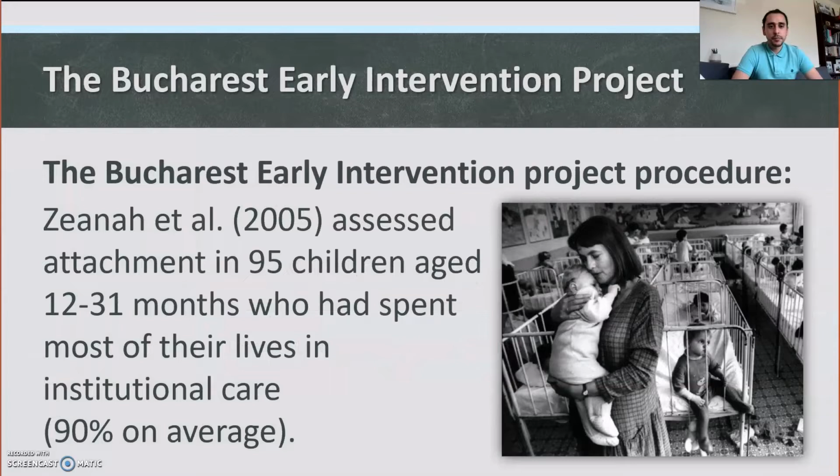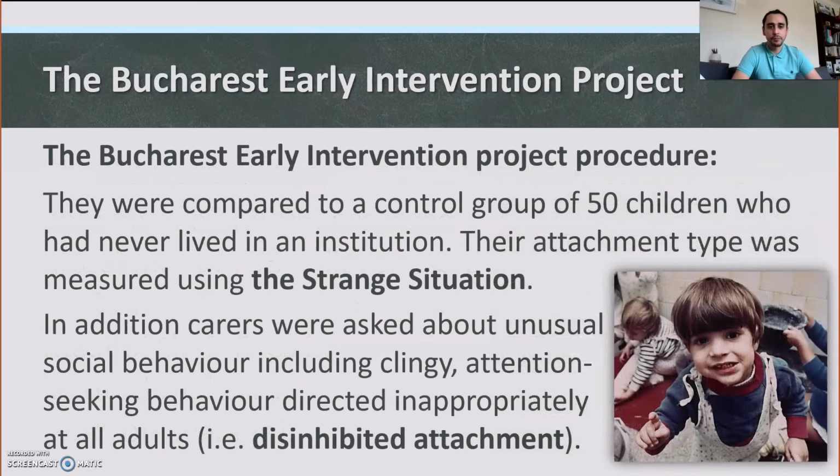Zeanah et al. assessed attachment in 95 children aged 12 to 31 months who had spent most of their lives in institutional care, 90% on average. They were compared to a control group of 50 children who had never lived in an institution. Their attachment type was assessed using the strange situation.